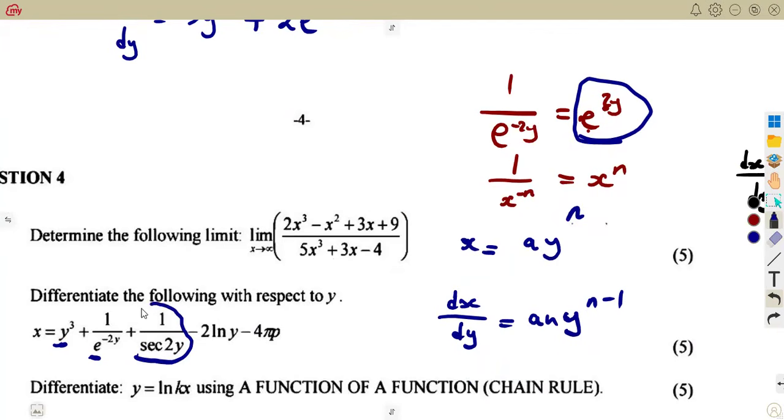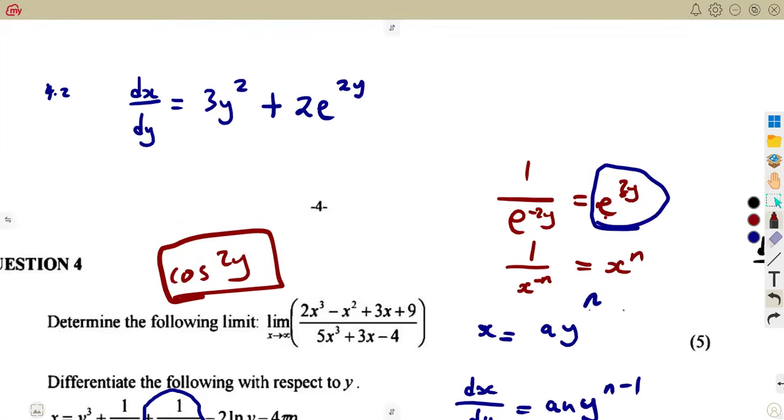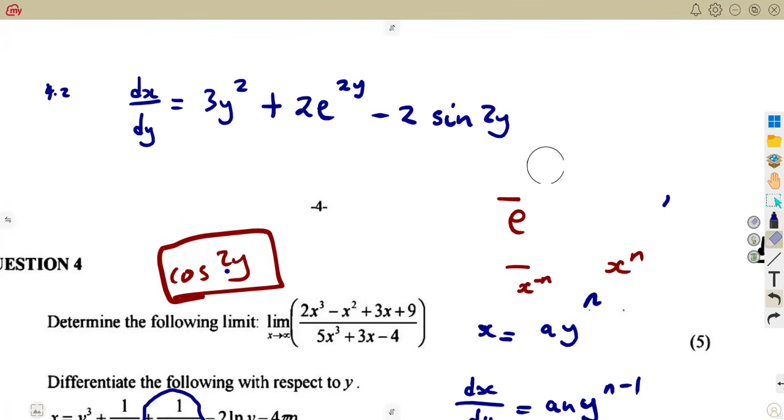Here we have got 1 over sec 2y. Remember, we talked about this where they try to confuse. We are used to 1 over a cos giving us a sec. Now they give us 1 over a sec. So it's the opposite. 1 over a sec gives us a cos. So that's cos 2y. Then we differentiate. What is the derivative of a cos? From our formula sheet, guys, cos changes to a sine. So that's negative 2, sine of 2y. We differentiate each and every part that you see.